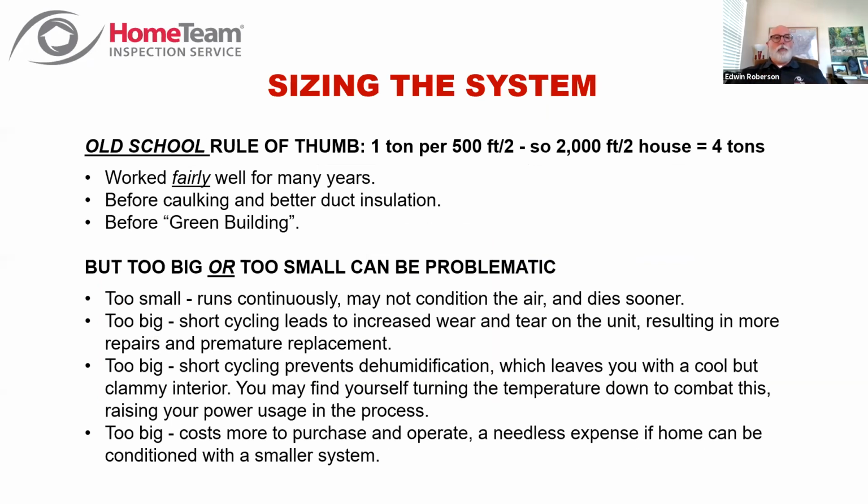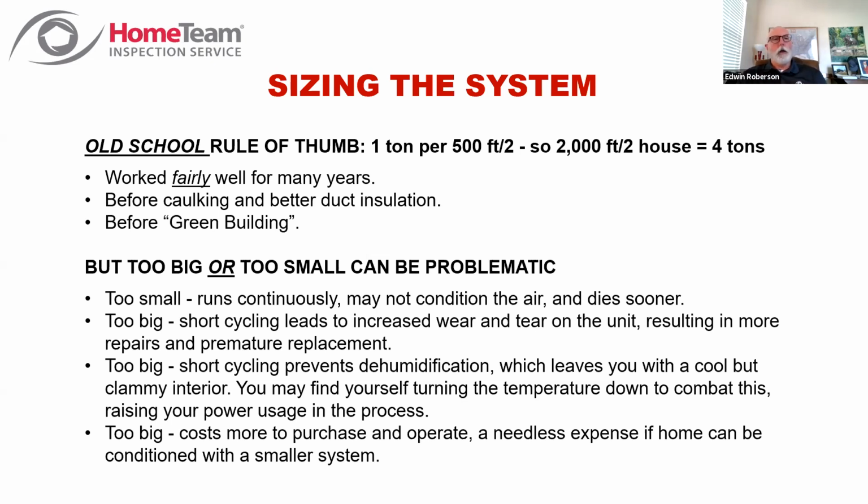So, sizing the system. What's the right size system for the space you're in? You actually have trouble if it's too big or too small. We'll talk a little bit about what those are and sometimes some of the symptoms. Old school rule of thumb: 1 ton per 500 square feet. So, cut and dry, a 2,000 square foot home, you put in a 4-ton system.